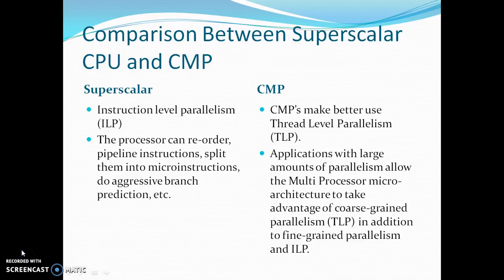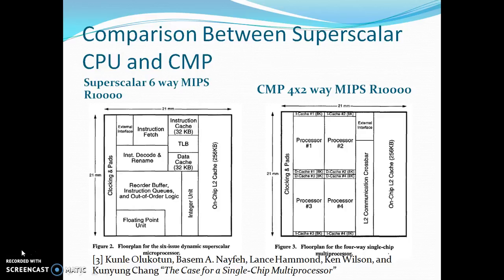So by taking two real life examples of a superscalar processor and a CMP, I have evaluated the performance of both. Here you can see two diagrams of processors. This is the floor plan for the superscalar 6-way MIPS R10000, whereas on the other hand this is the CMP 4x2-way MIPS R10000. Here you can see that both of these processors have exactly the same chip area.